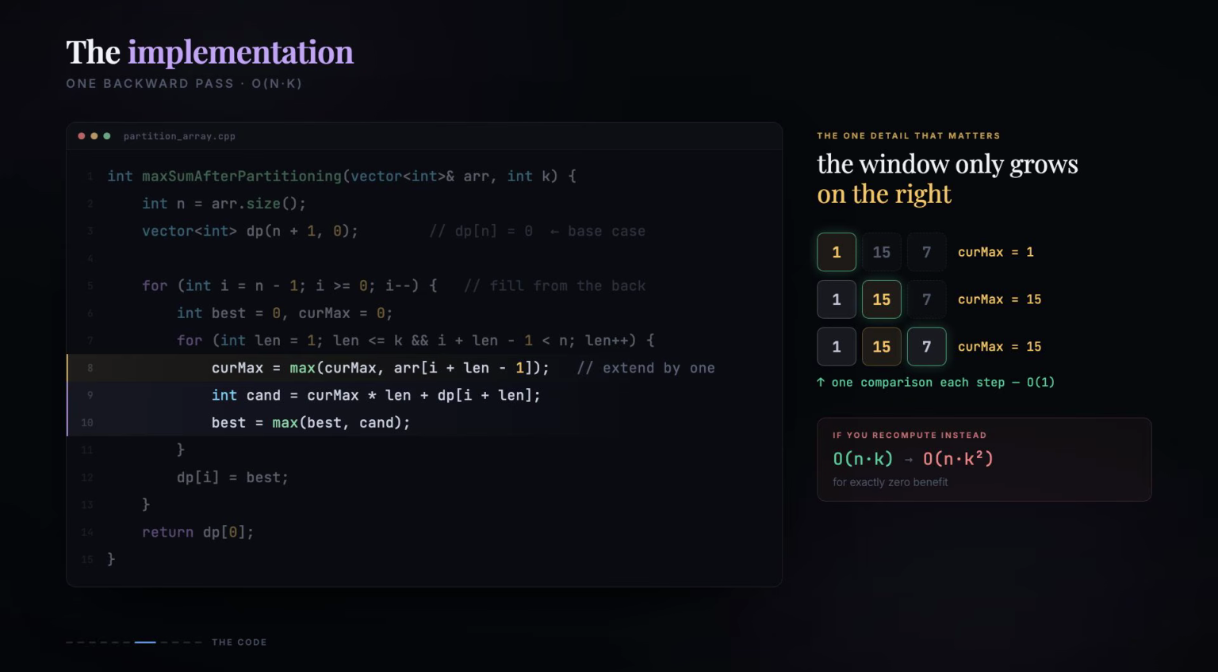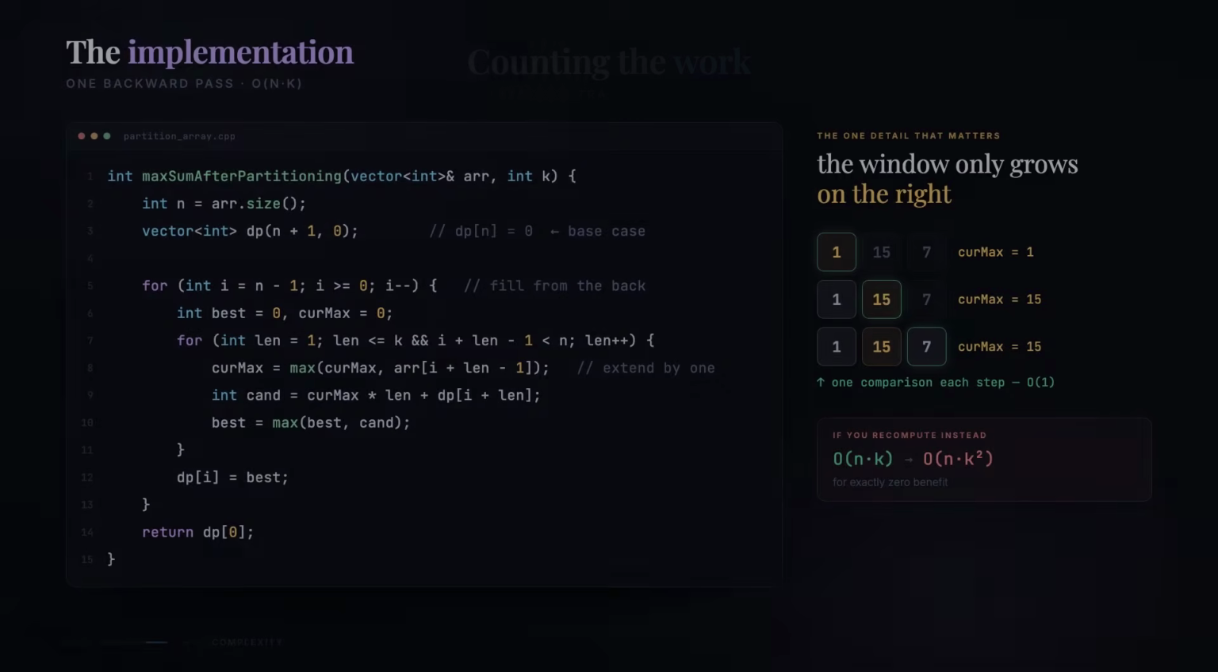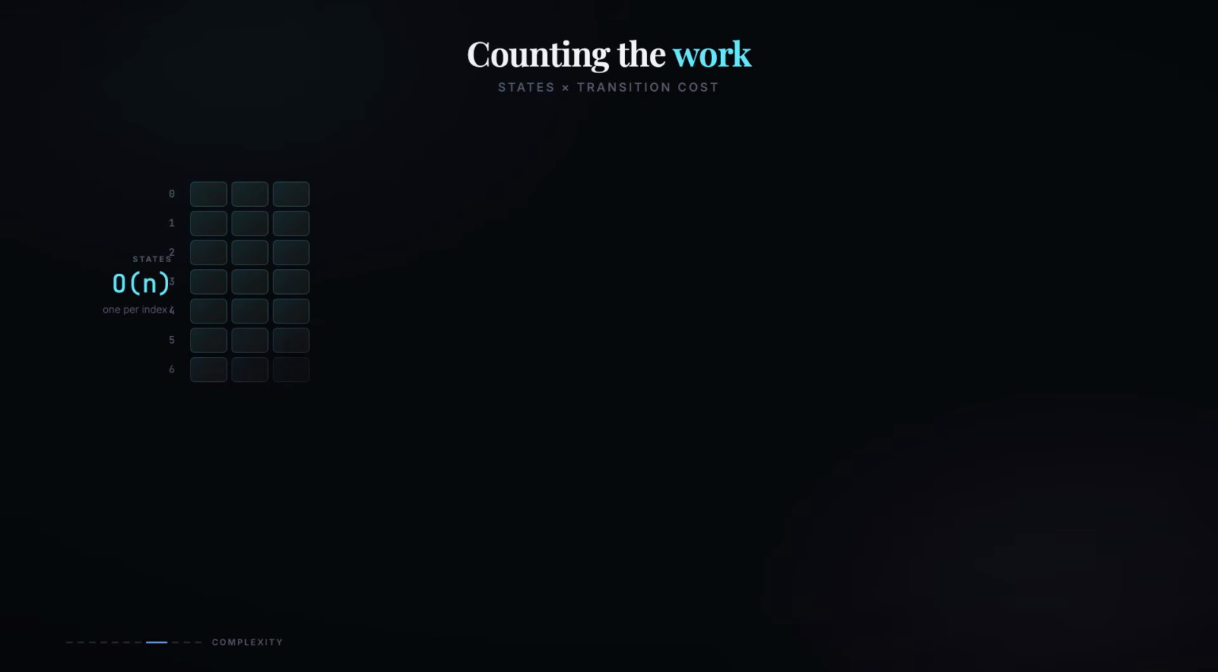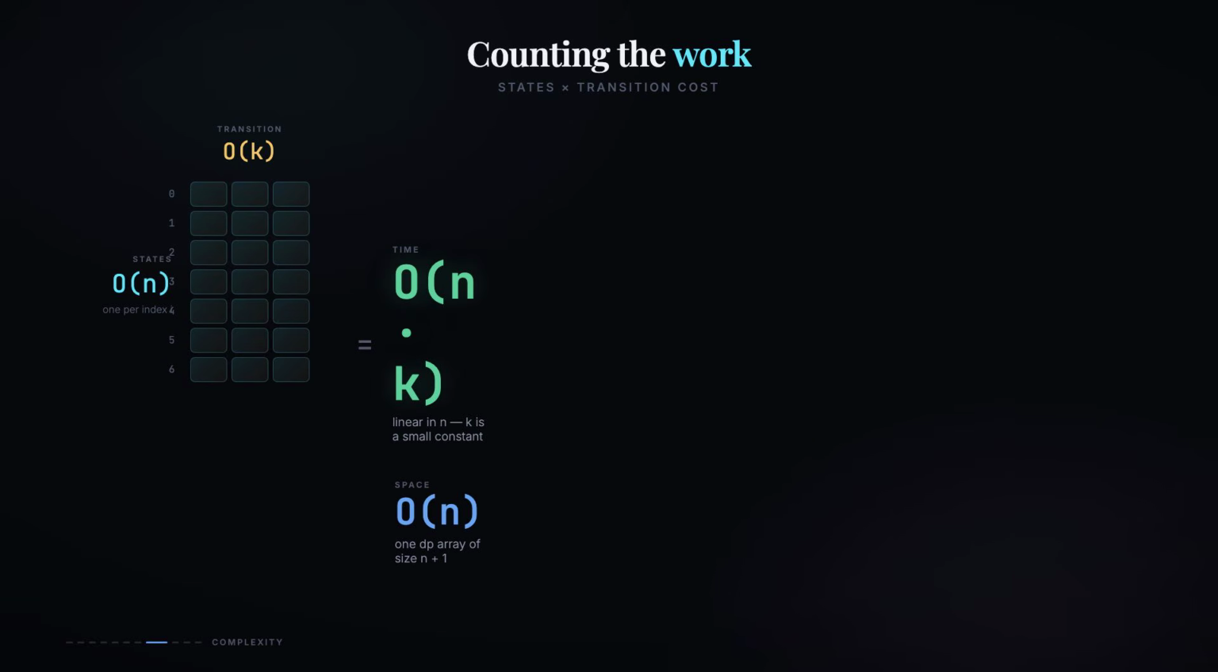Recompute it from scratch each time, and you turn an O of n k algorithm into O of n k squared, for nothing. States, O of n, 1 per index. Transition, O of k, 1 loop over block lengths. Time, O of n times k. Space, O of n, for the dp array. And since dp i only ever reads forward, 1 backward pass is all you need.